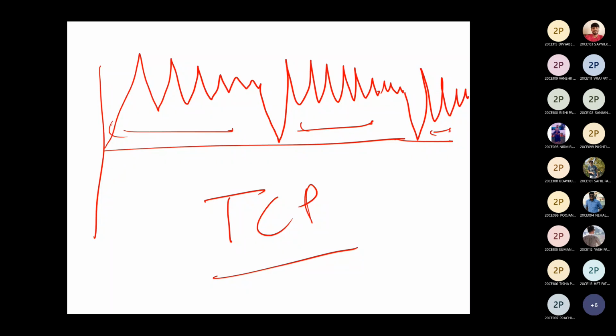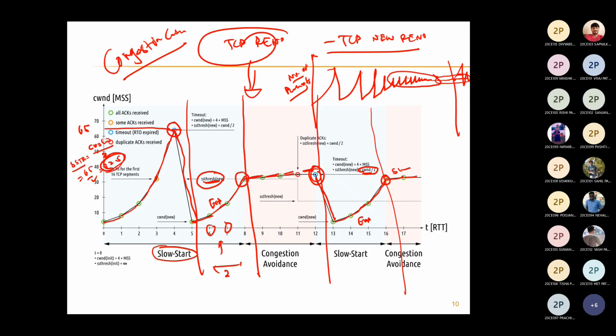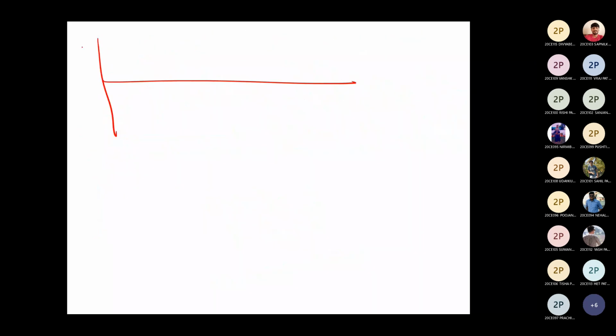And what about UDP? What will happen in UDP? A camera creates 20 packets per second. So this is 20 packets per second. If packets drop, it will keep sending 20 packets per second.